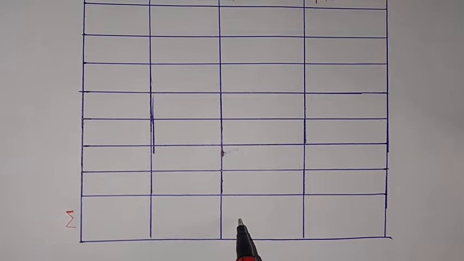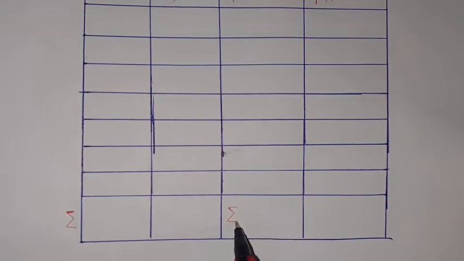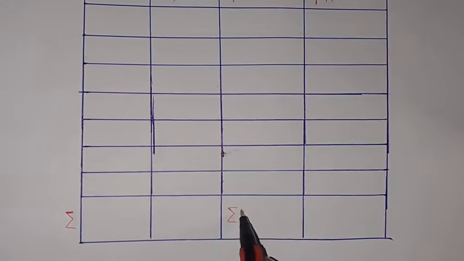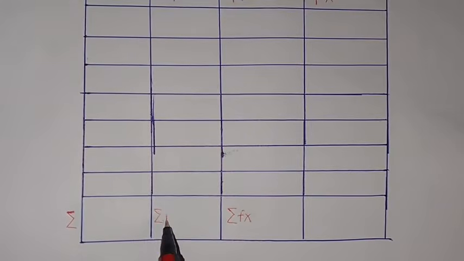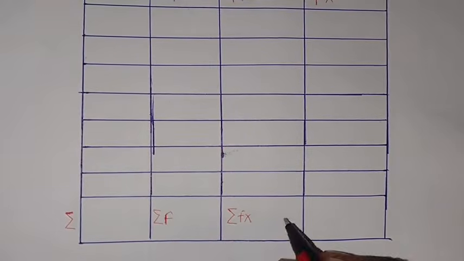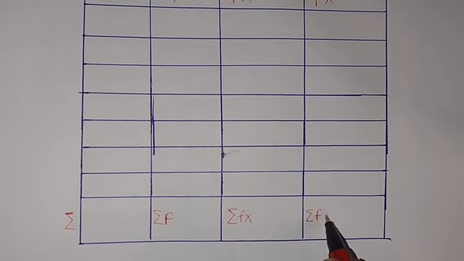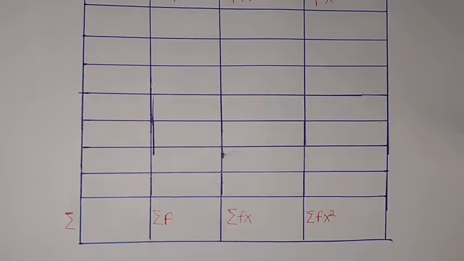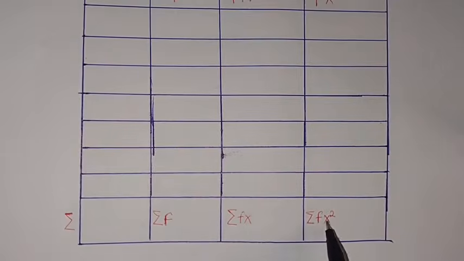In this column, we can have summation of fx. Then right here we can have summation of f. Then right here we can have summation of fx squared. So I'm writing these on each and every column where I've got f, where I've got fx, where I've got fx squared. We need to have these summations.